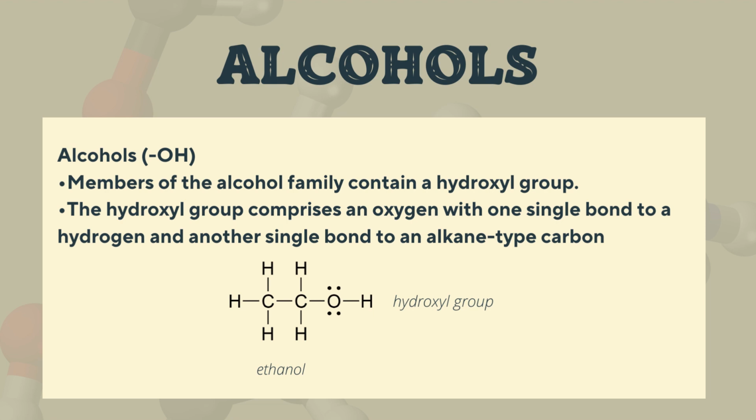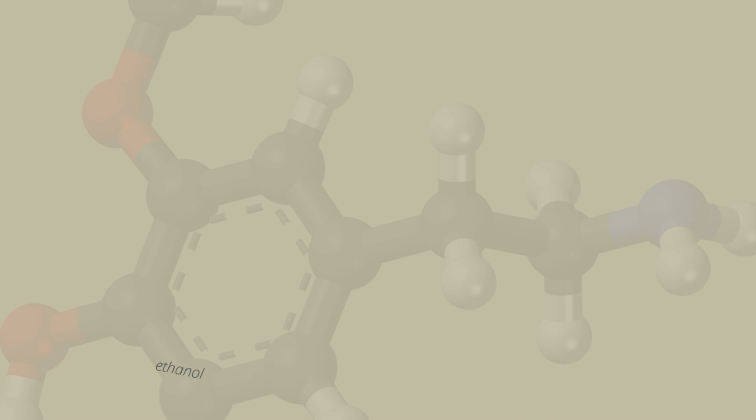So remember, alcohols are members of the alcohol family. They contain a hydroxyl group, represented by OH. If you look at this formula for ethanol, the prefix there is eth because it has two carbon atoms, but because there is an addition of the hydroxyl group, which is OH, the naming will be different. The alcohols will end with OL. The suffix for alcohols will be OL: ethanol, methanol, butanol, and so on.